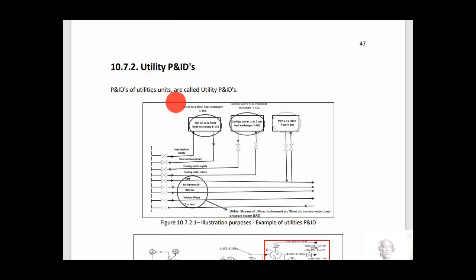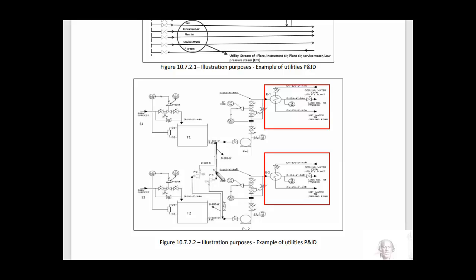P&ID of utility unit are called utility P&ID. Typical illustration of the utility P&ID. Another example of utility P&ID. These are just for illustration purpose.